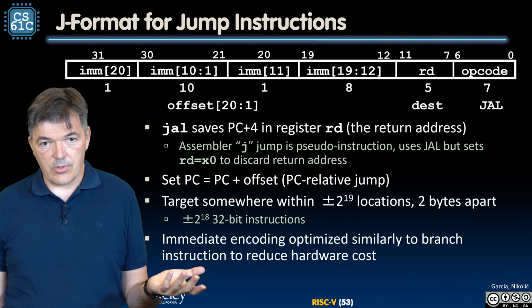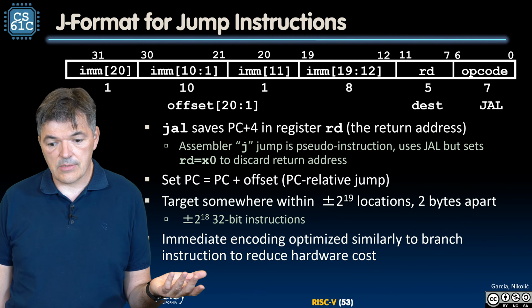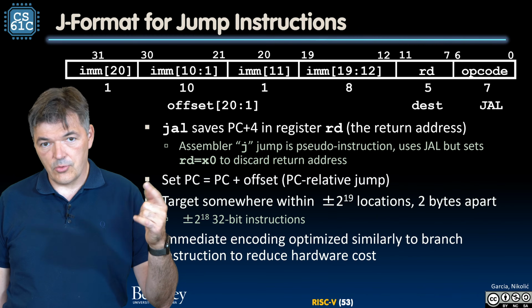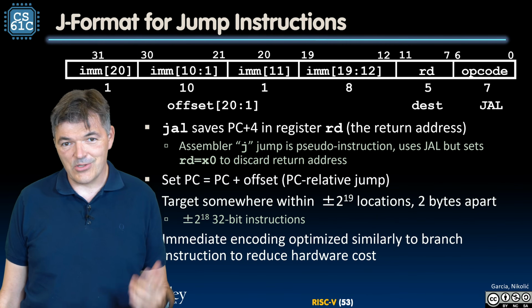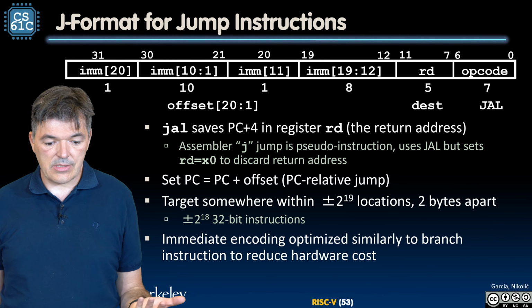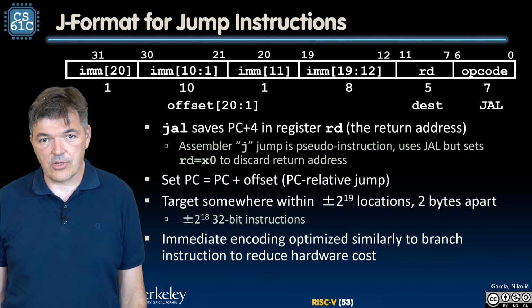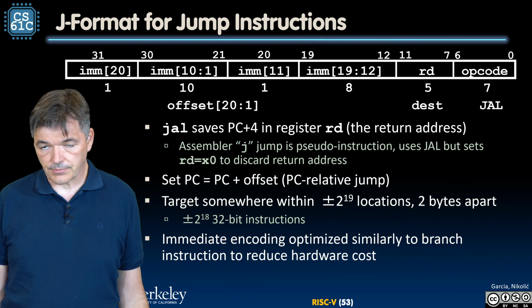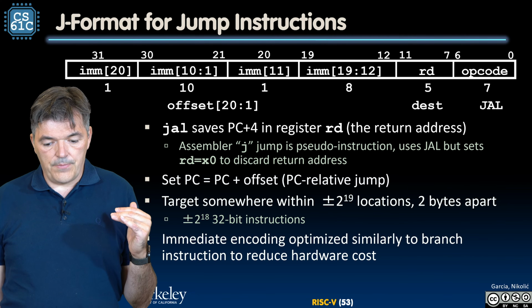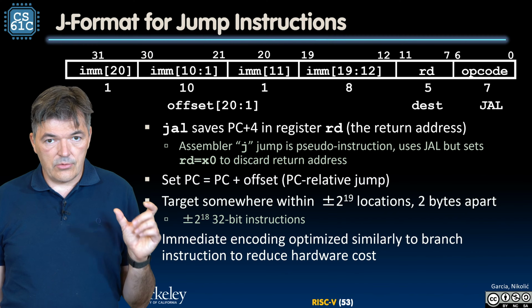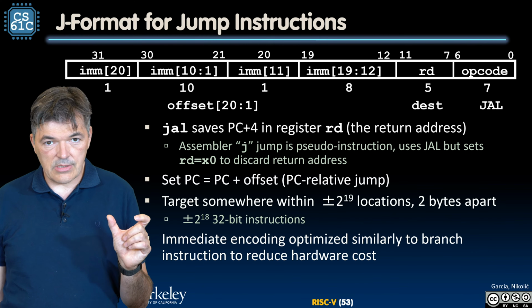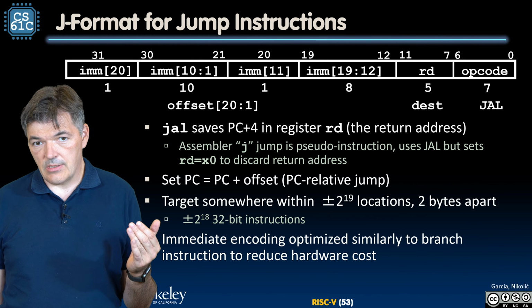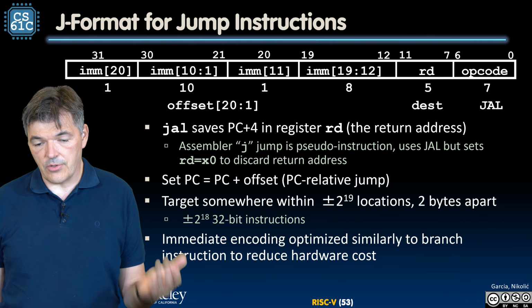So the target is anywhere within 2 to the 19th locations, which are 2 bytes apart, plus minus 2 to the 19th locations, 2 bytes apart, which means that is plus minus 2 to the 18th 32-bit instructions is our jump range relative to the current value of the program counter. That gives us plus minus a megabyte worth of code, which is quite a bit. The only other thing to keep in mind here is that immediate encoding here is optimized in the same way as we had in the B format.